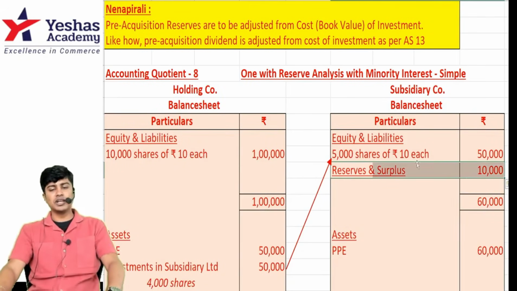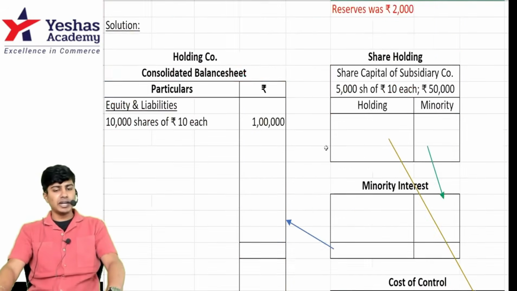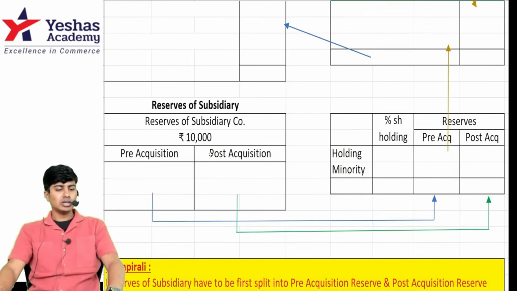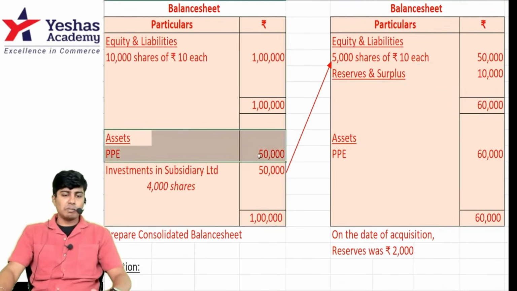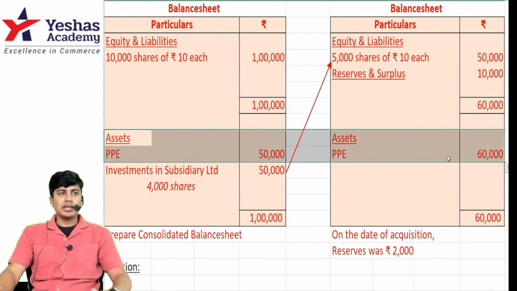Reserves and surplus of subsidiary is how much? 10. Should be split into pre-post. I'll write it as pre and post later. Come to the next item. Then PPE. How much is our PPE? How much is their PPE?